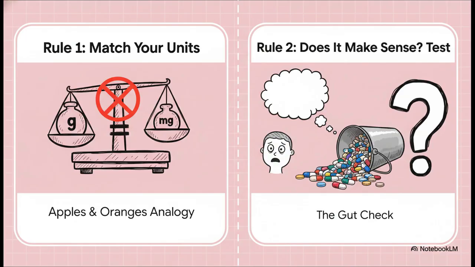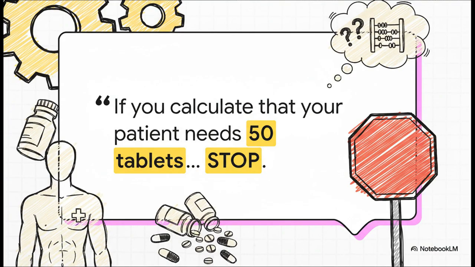And rule number 2, always use the does-it-make-sense test. This is your common sense gut check. Seriously, this is so important. If you run your calculation and the answer tells you to give your patient 50 tablets, just stop. Full stop. Something is very, very wrong. That little gut check moment, that simple pause to recalculate, can prevent a massive error.